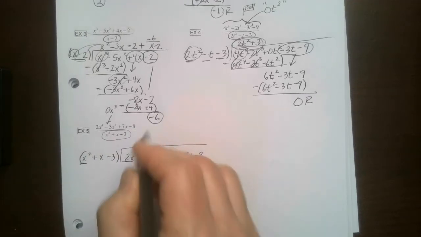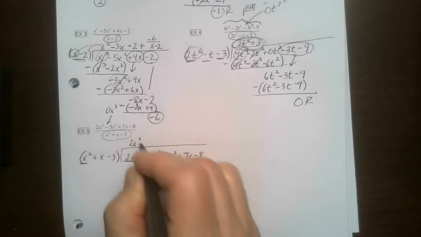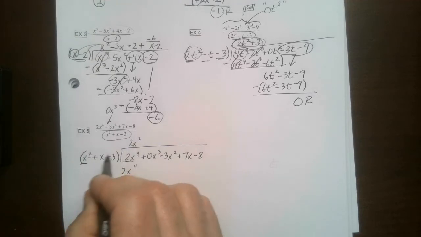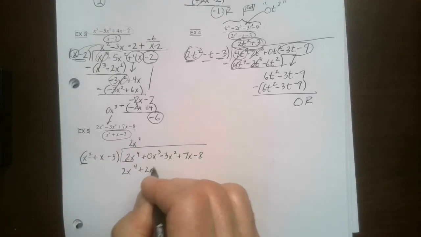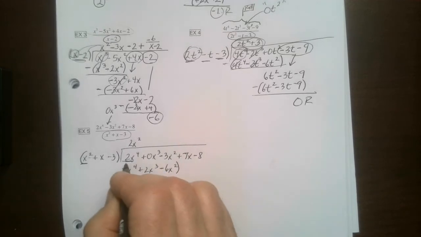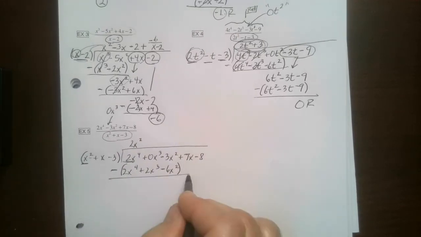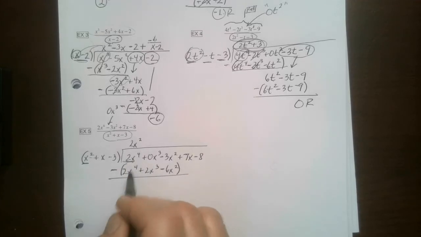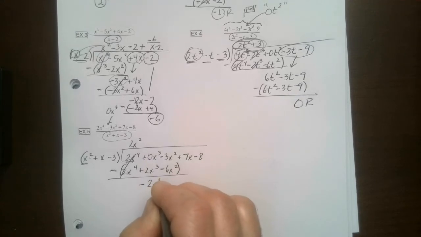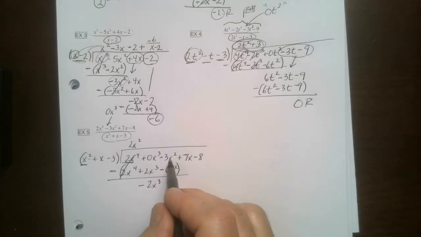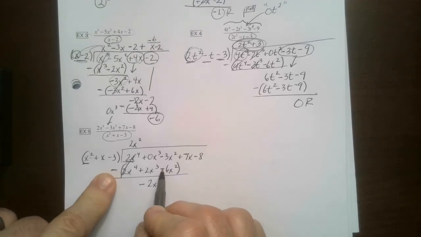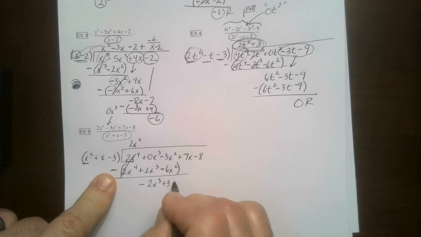What times this is this? 2x squared. This times this is that thing, so 2x to the fourth. This times this is 2x cubed. This times this is negative 6x squared. Put parentheses around that and subtract. 2x to the fourth minus 2x to the fourth, gone. 0x cubed minus 2x cubed is negative 2x cubed. Negative 3x squared plus, those are the ones that catch you, 6x squared is a positive 3x squared.